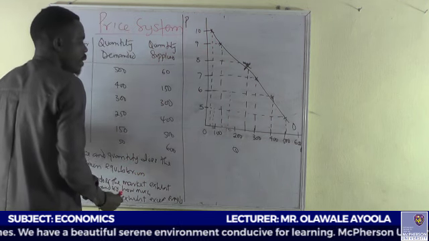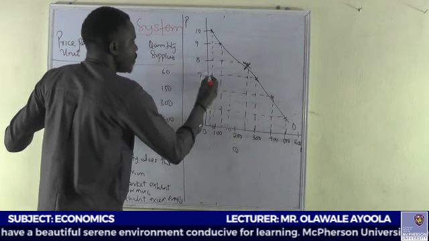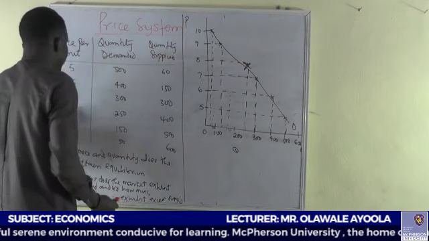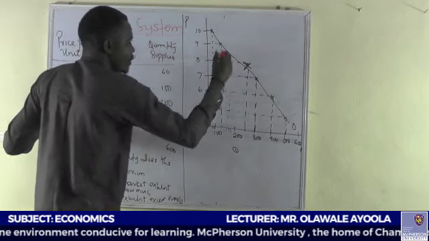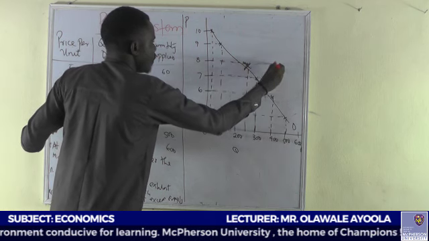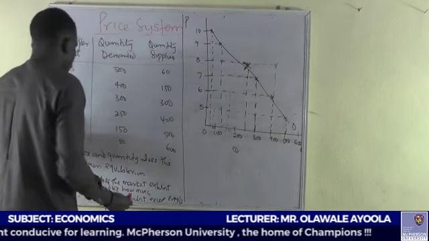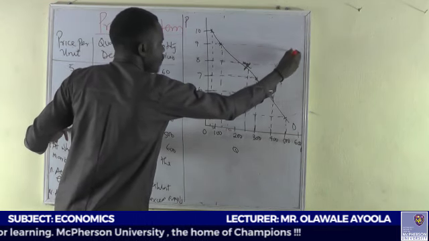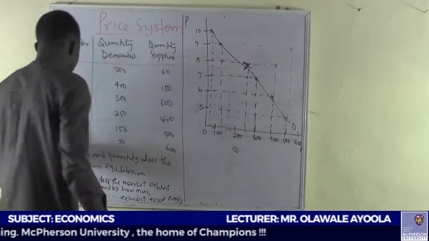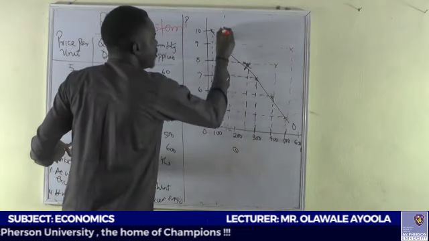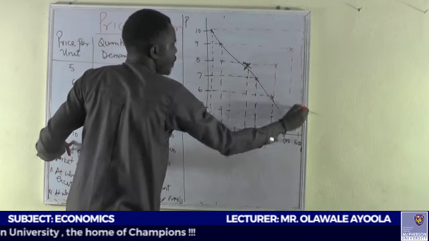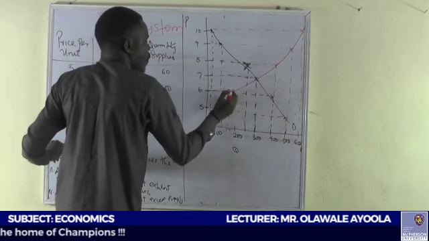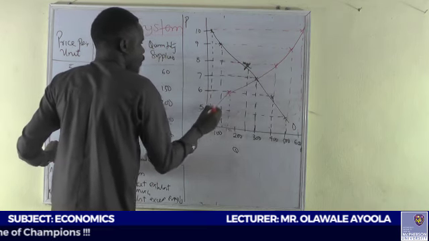When price is 7, quantity supply is 300. When price is 8, quantity supply is 400. When price is 9, quantity supply is 500. And lastly, at 10, quantity supply is 600. By joining the cardinal points, we have the supply curve.